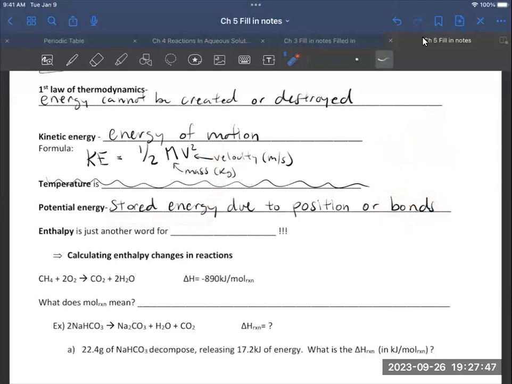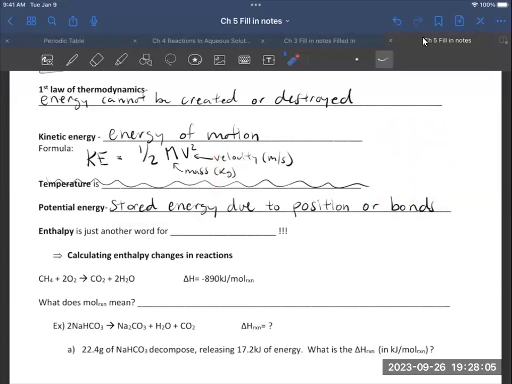If you guys ever read the back of a granola bar package or whatever, it'll say the number of calories in one serving is 150 calories, for example. Those food calories are literally how much energy you're going to get based on the chemical bonds that are in the food that you eat.